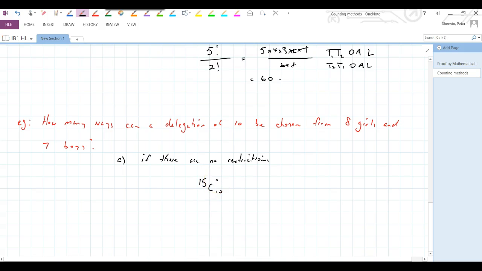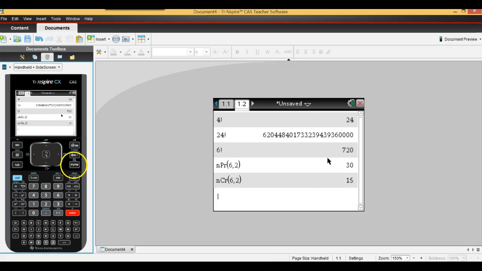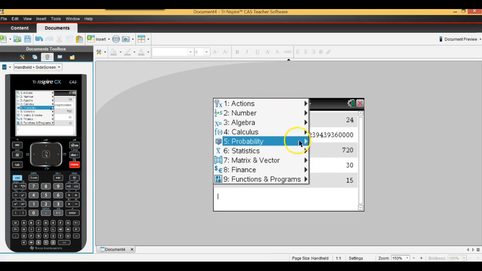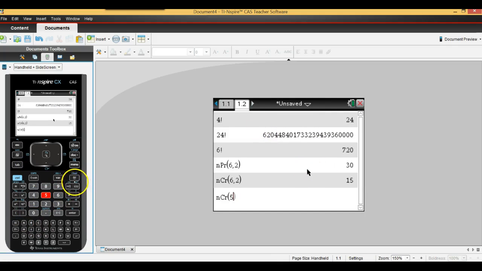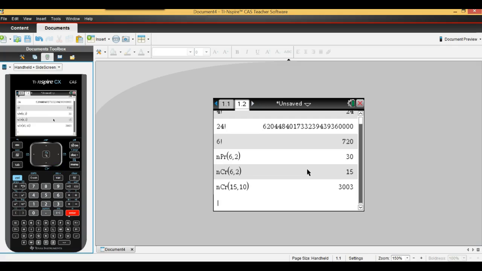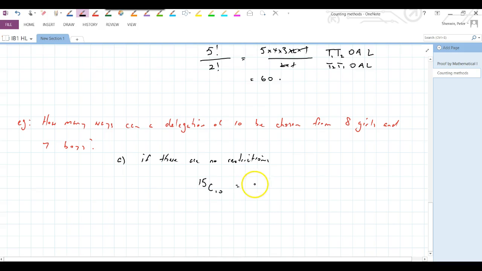Is it C or P? Do we care about the makeup of that 10? Do we want to differentiate between two of exactly the same groups of people? No, we don't. Order is not important here, so it's 15 C 10. And we just need to go in and find our NCR and type in 15, 10 and hit enter. So 3,003 ways of doing that. 3,003 ways with no restrictions.